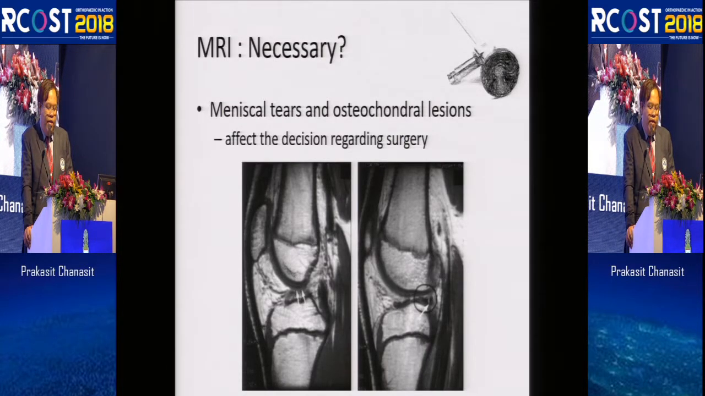Regarding the MRI, we have no conclusion right now whether it is necessary or not. Some said that the meniscal tear and the osteochondral lesion can be seen in the MRI, not on the film, and it also affects the decision regarding the surgery.